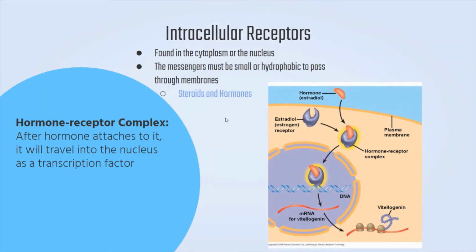So one example is the hormone receptor complex. And after a hormone attaches to a hormone receptor complex within the cell, it will travel into the nucleus and act as a transcription factor, which can affect how genes are read.